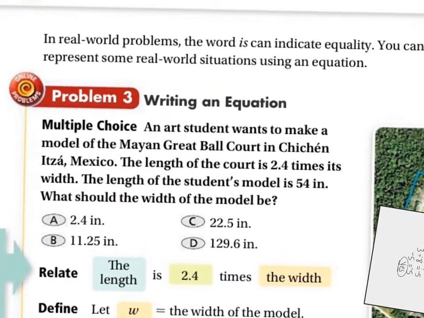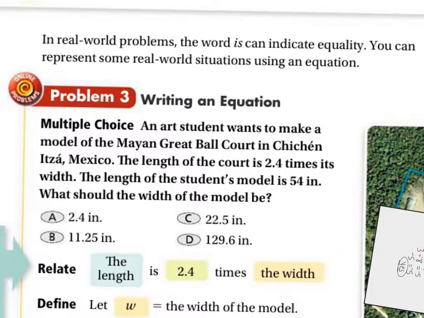The next part mentions something we've talked about before. In real world problems, the word is can indicate equality. So in other words, is can mean equals. Doesn't have to be, but a lot of times if you see is, it means equals in a problem.